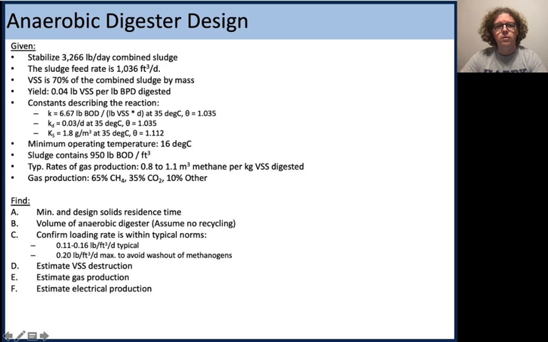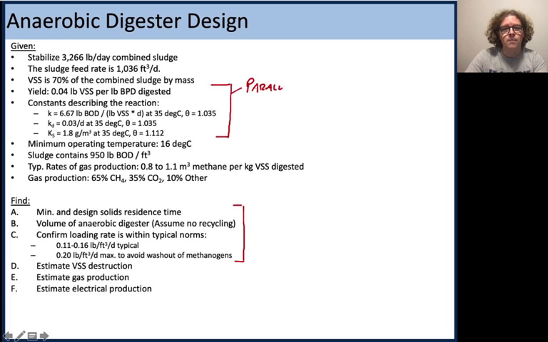I want to work with you through an anaerobic digester design problem. And so on the slide you're seeing quite a lot of given information and the 6 items A through F that we're going to try to calculate in this problem.